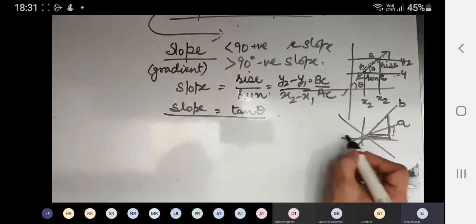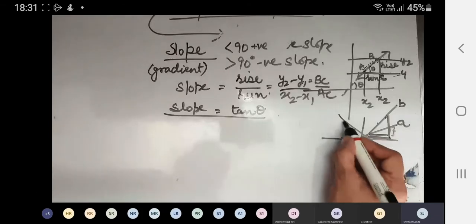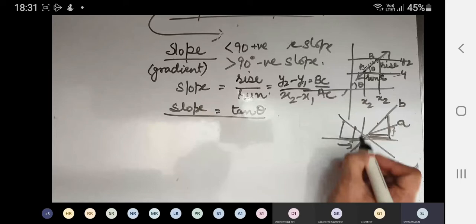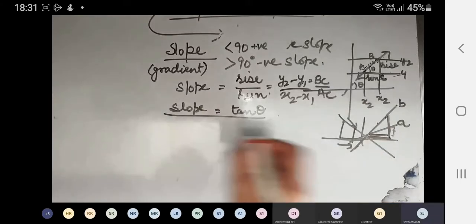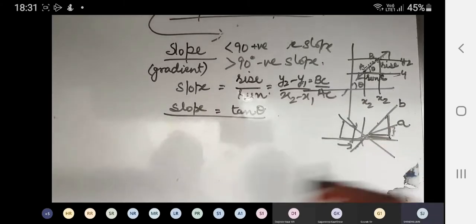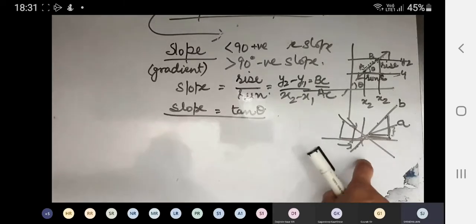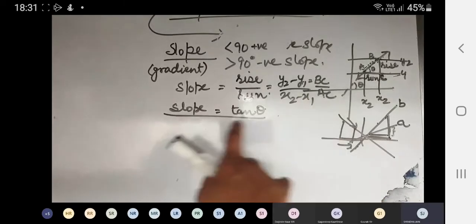Negative slope means that if we are going in the positive direction of the x-axis, the line is coming down. Is it? So it means it has a negative slope. If it is climbing up, then it is a positive slope. If it is going down, then it is a negative slope. Is it? So these are the basics.